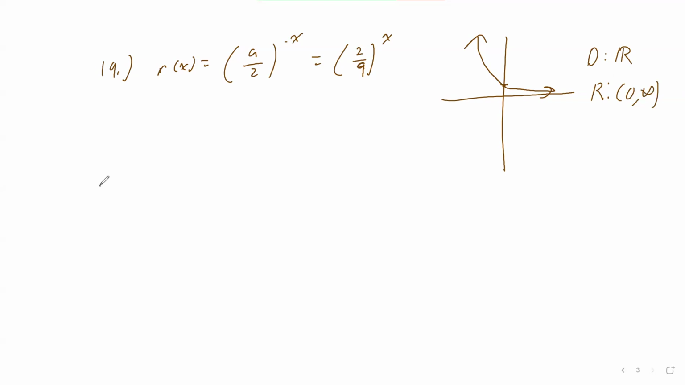Let's look at number 21. 21 is r of x equals 1 minus 15/4 to the power of x. So this one's going to shift it up and down. So what happens is originally I'm right here, and now I'm going to go up 1. So now it's right here. And then there's a negative on the outside. So when there's a negative on the outside, it's going to flip it across the x-axis. So now I have it right here.